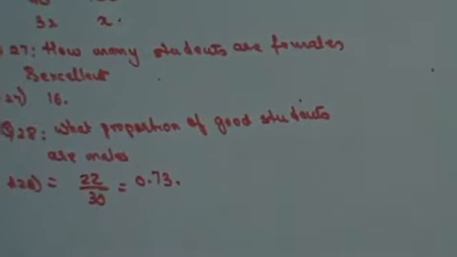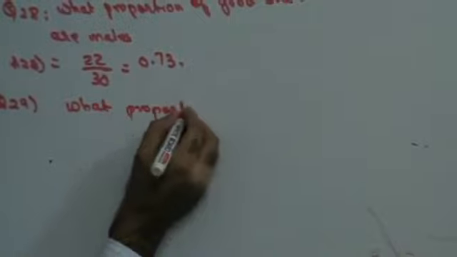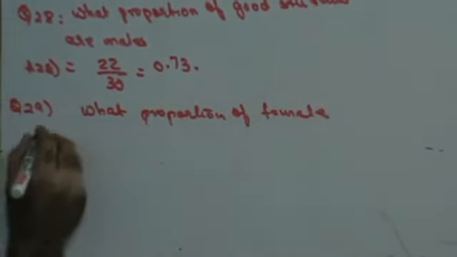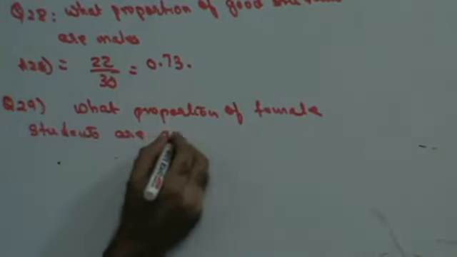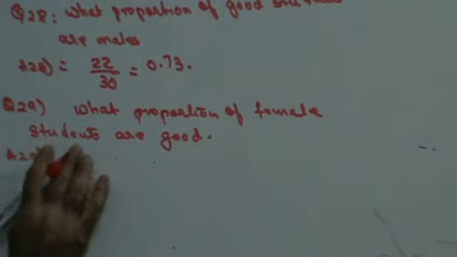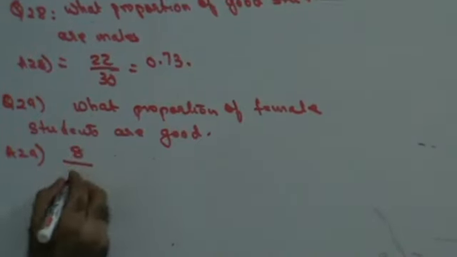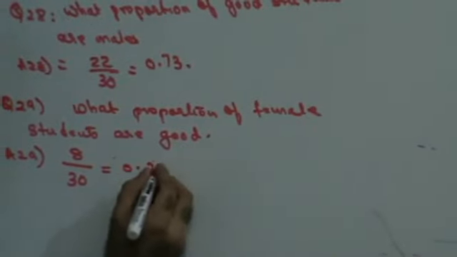Next, what proportion of female students are good? Female students who are good is 8 divided by 30. So this is going to be 0.26 or 0.27.